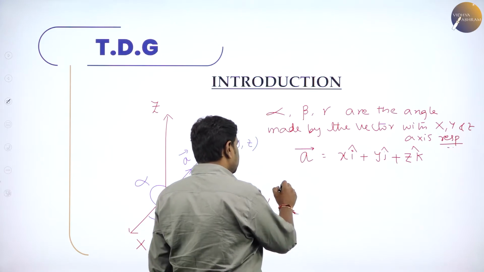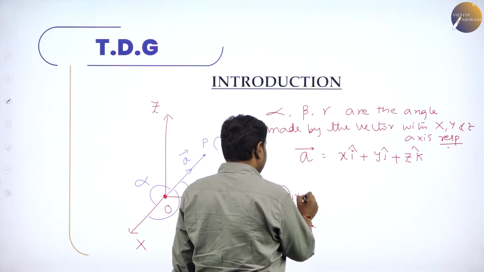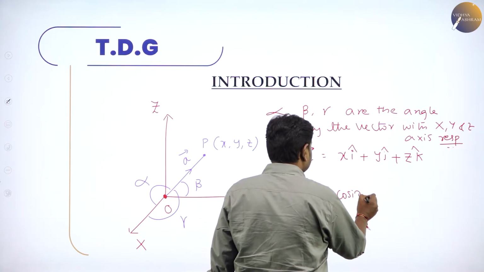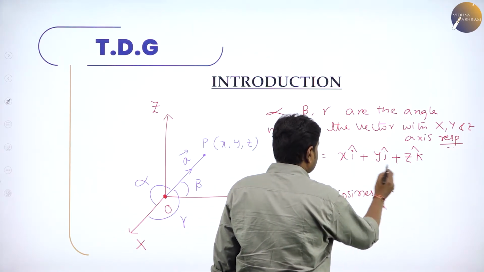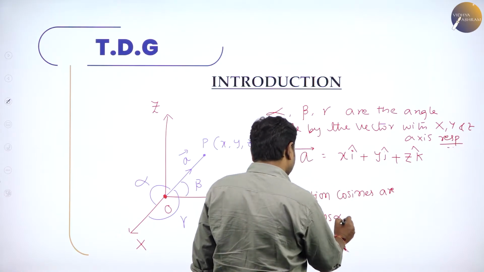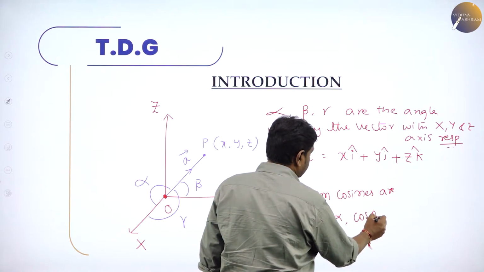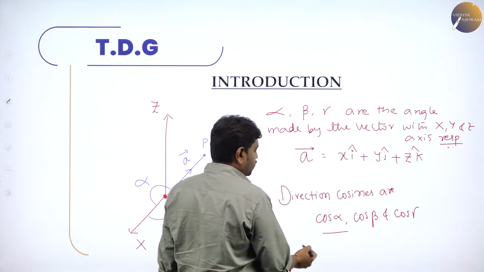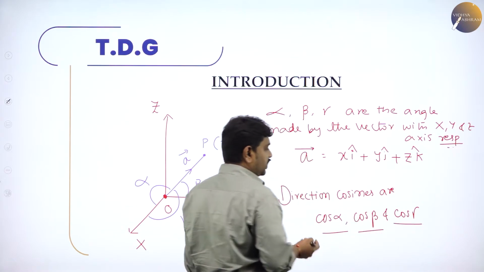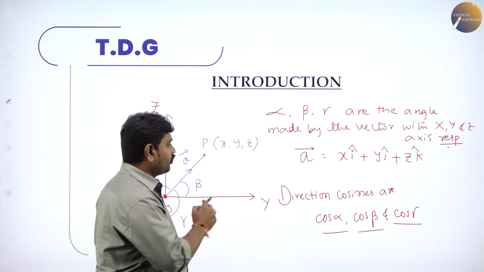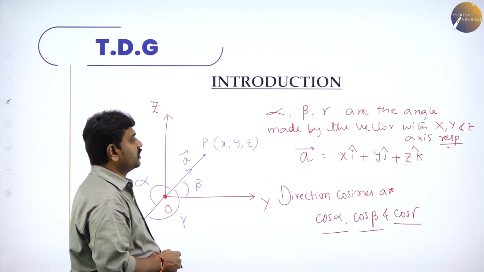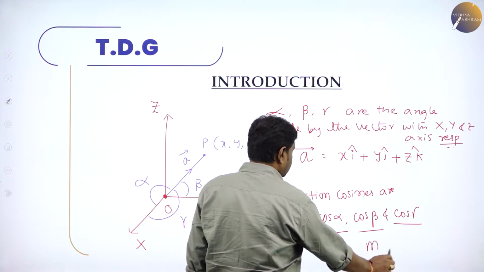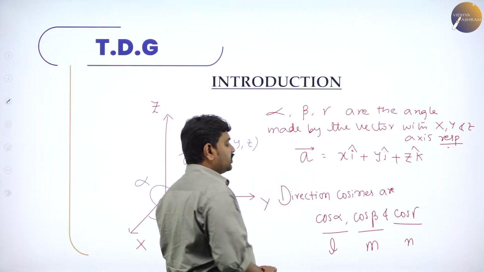So what are the direction cosines? Direction cosines are cos alpha, cos beta and cos gamma. These are the direction cosines. Cos alpha, cos beta and cos gamma are called as what? Direction cosines. How to find cos alpha, cos beta, cos gamma? We can also call the direction cosines as l, m, n. And what is the formula for direction cosines?